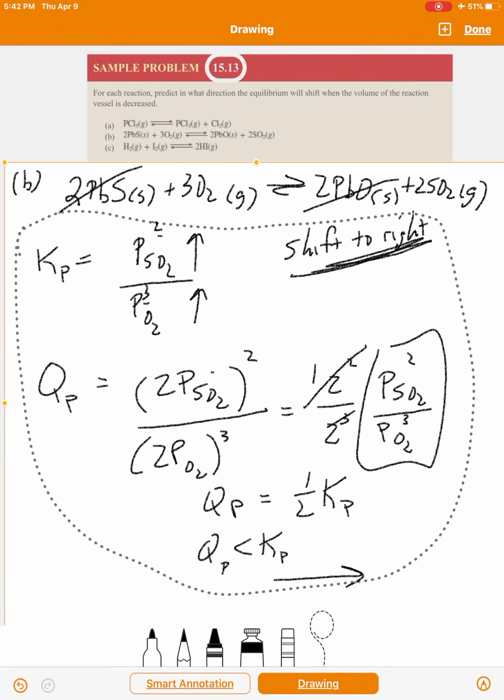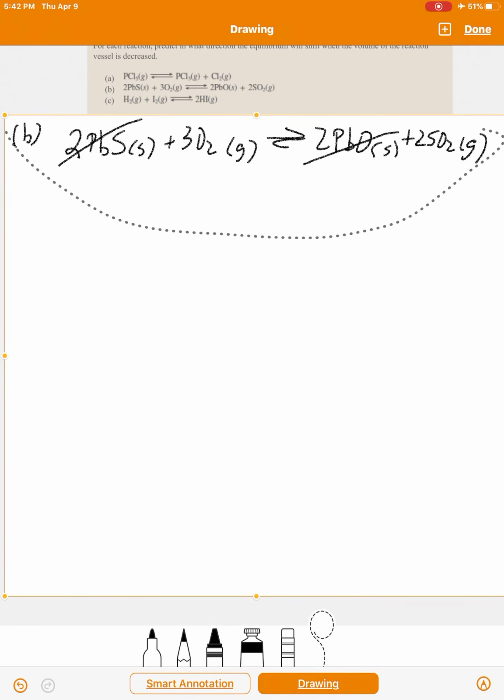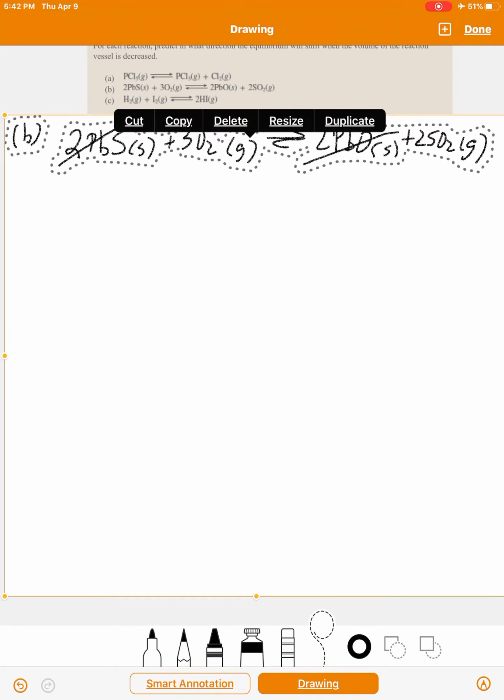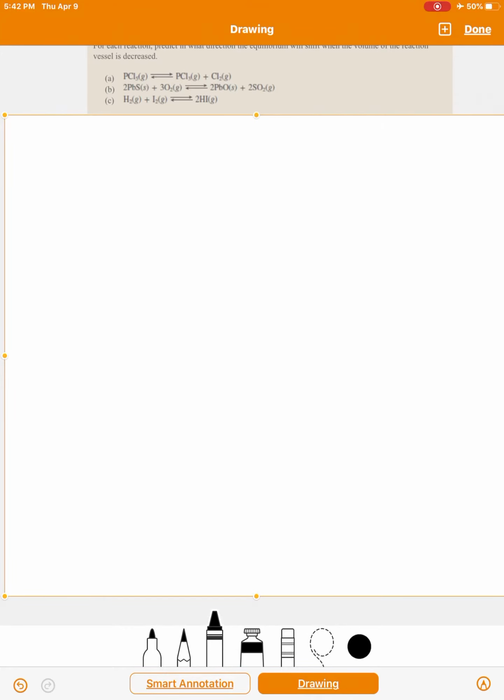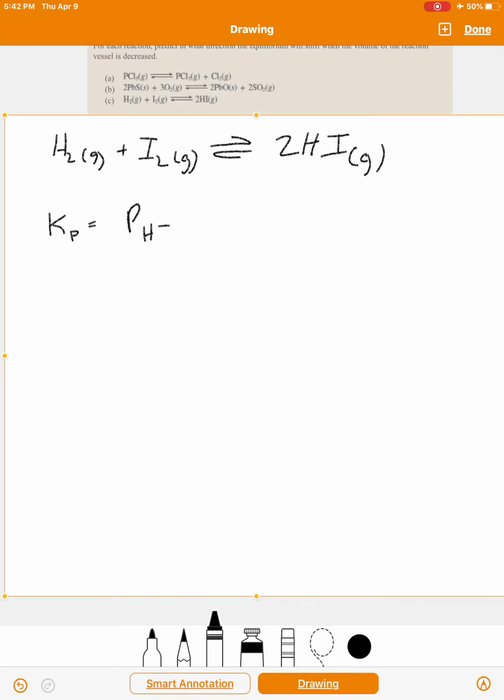Last one, part C. Part C says that you've got H2. These are all gases. We should be familiar with this one. We've done a few sample problems with this particular equation. Okay. Again, we're going to decrease the volume, which increases the pressure. So K is the pressure of HI squared over the pressure of H2 over the pressure of I2.